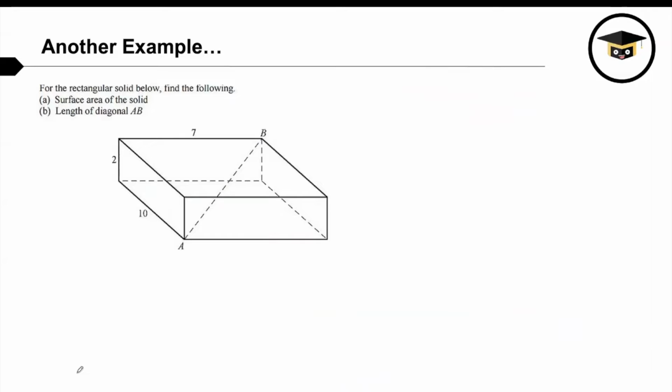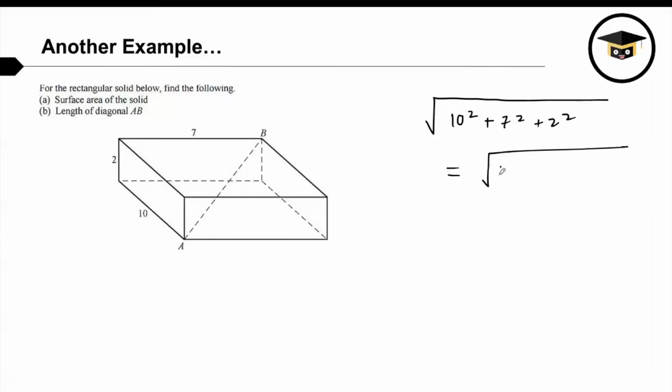we need to find the length of the diagonal AB. So how do we do that? Well, we can use the formula we derived from the previous example, and that was just the square root of all of the sides squared. So that would be 10 squared plus 7 squared plus 2 squared, and that would give us an answer of the square root of 100 plus 49 plus 4, which gives us the square root of 153, and that will work.